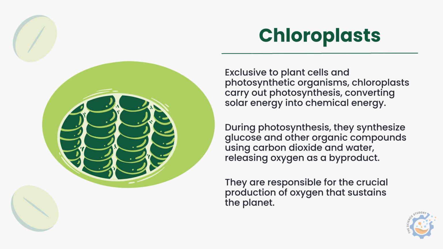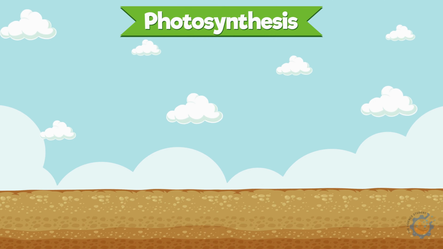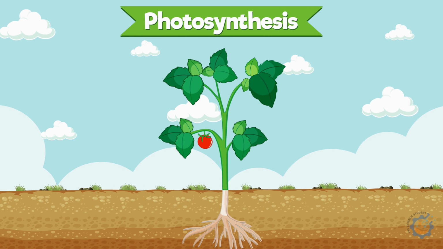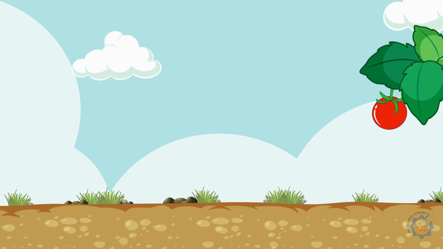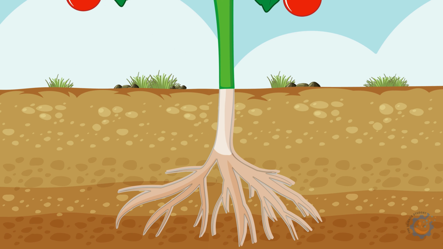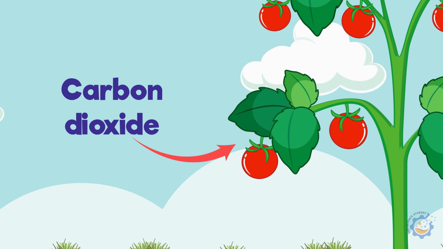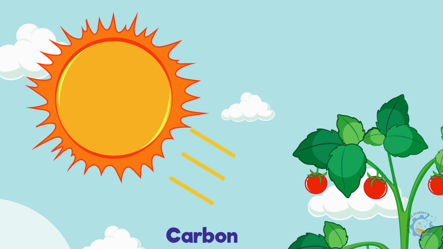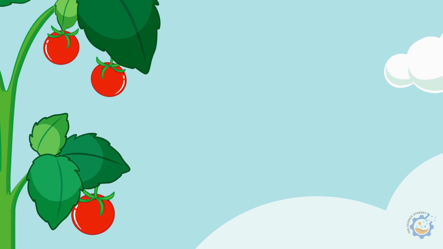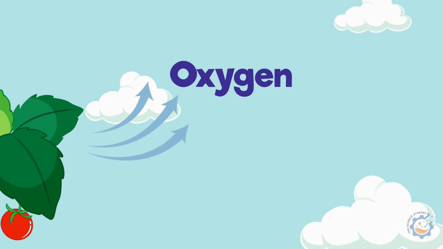Chloroplasts are organelles exclusive to plant cells and photosynthetic organisms. During photosynthesis, chloroplasts convert solar energy into chemical energy, synthesizing glucose and other organic compounds. This process also releases oxygen as a byproduct, contributing to the crucial production of oxygen that sustains life on the planet.